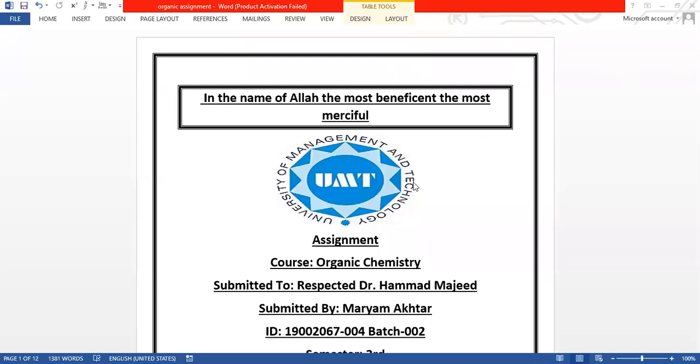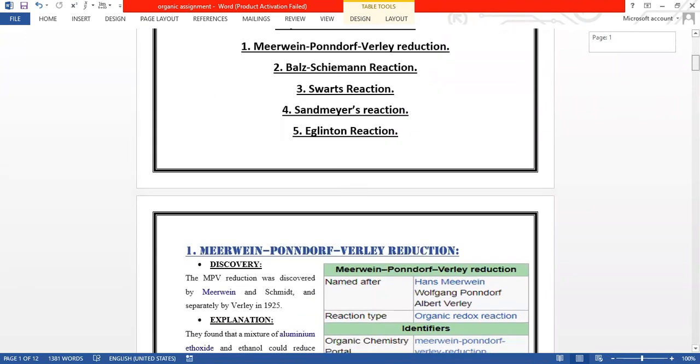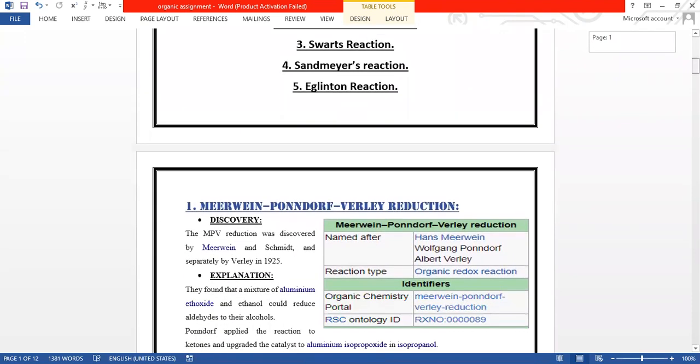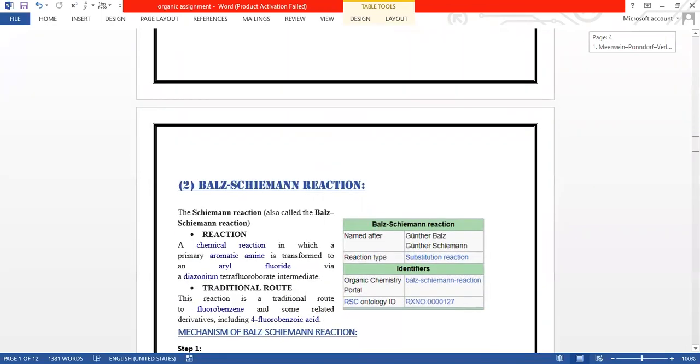My ID is 004 and this is the topic of organic chemistry. So I'm going to talk about five named reactions. I have told the Marvin-Pondorf-Verley reaction earlier. Now I'm going to talk about the second reaction, which is the Balz-Schiemann reaction.